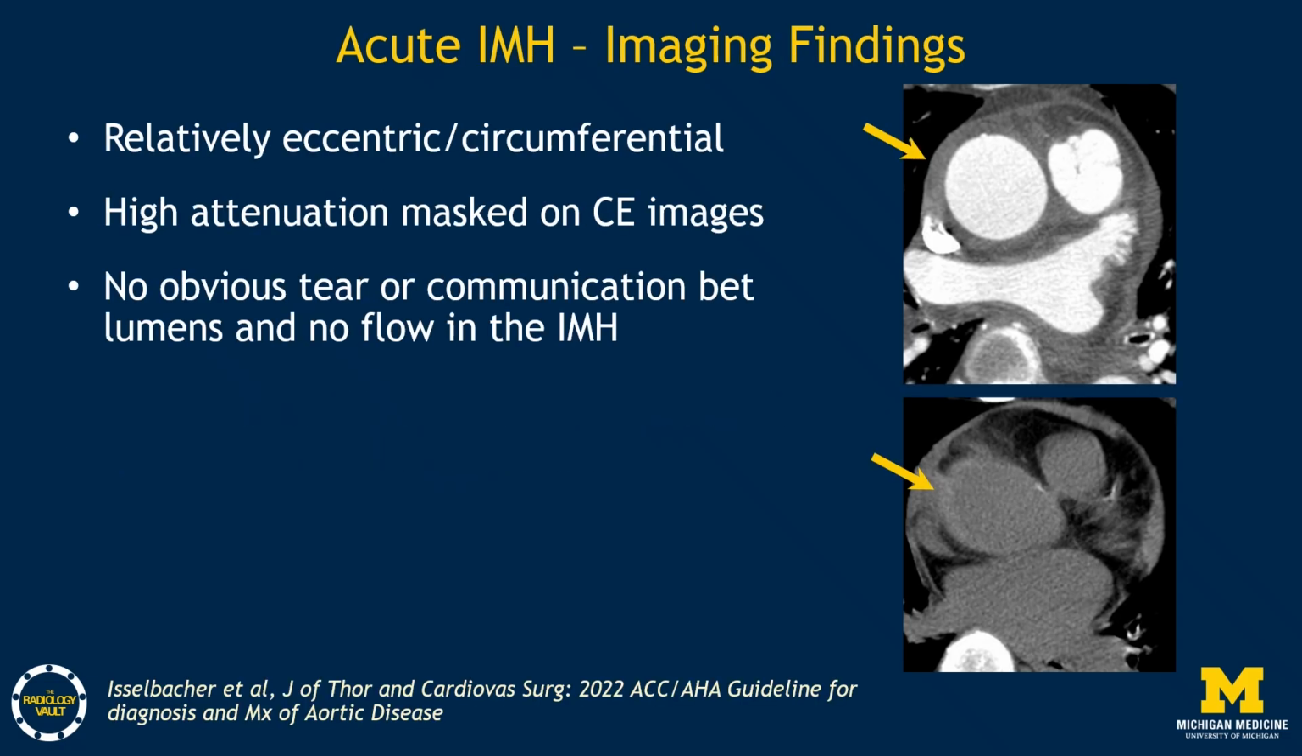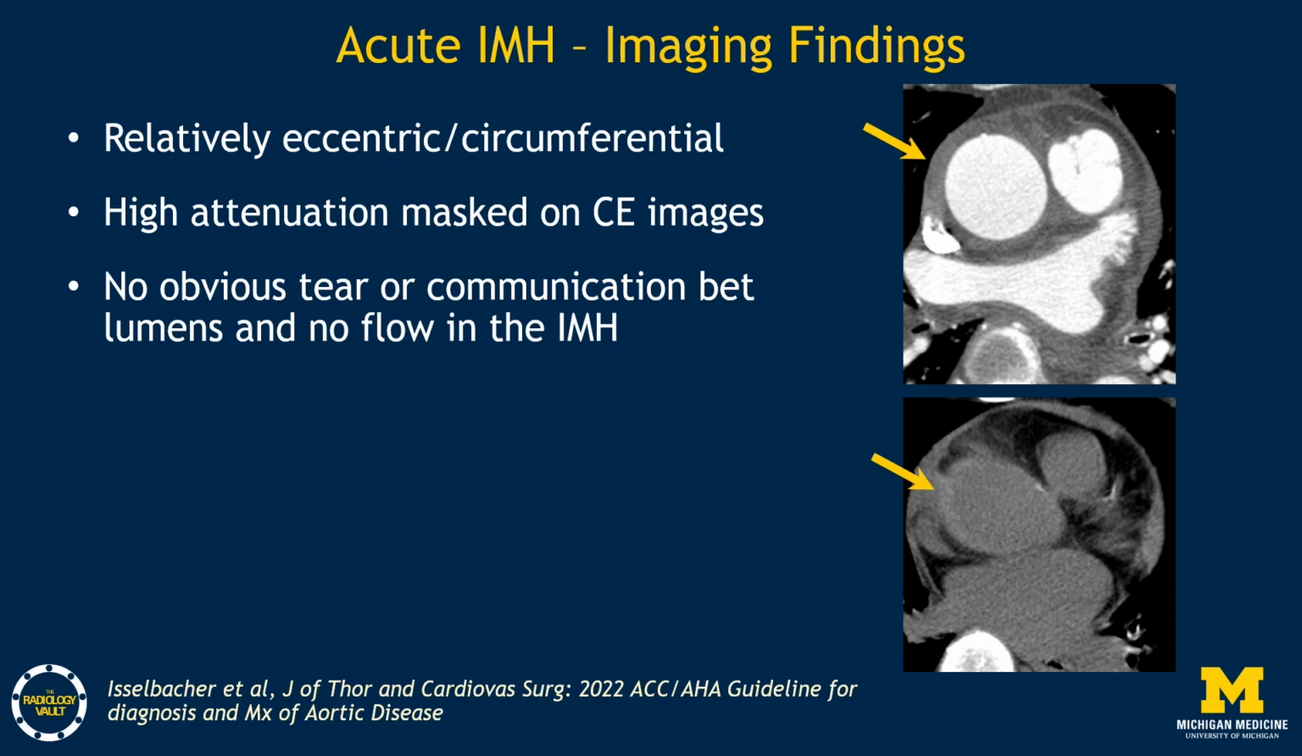An acute intramural hematoma is a distinct pathologic entity which is characterized by hemorrhage in the medial layer of the aortic wall. It is clearly identified on a non-contrast CT as a crescent of high attenuation, which can be easily masked on contrast-enhanced imaging, and it's therefore important to obtain a non-contrast CT in all cases of suspected acute aortic syndromes. There is no flow seen within the false lumen with acute intramural hematoma, in contrast to typical aortic dissection where we have flow in the true and false lumen.